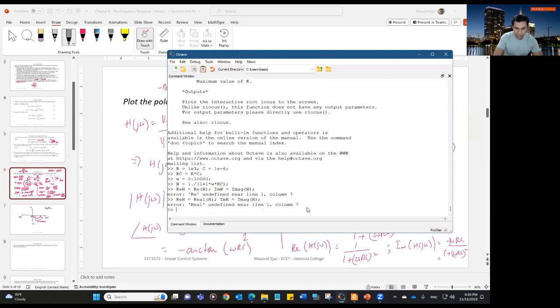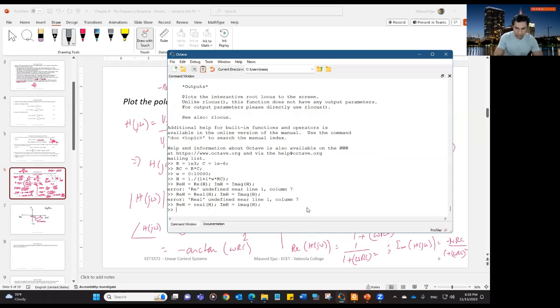I believe. No. What is the function to calculate real? Oh, it's lowercase, not uppercase. That's why. Is it the total real? Yeah, I think it's real. Yeah.